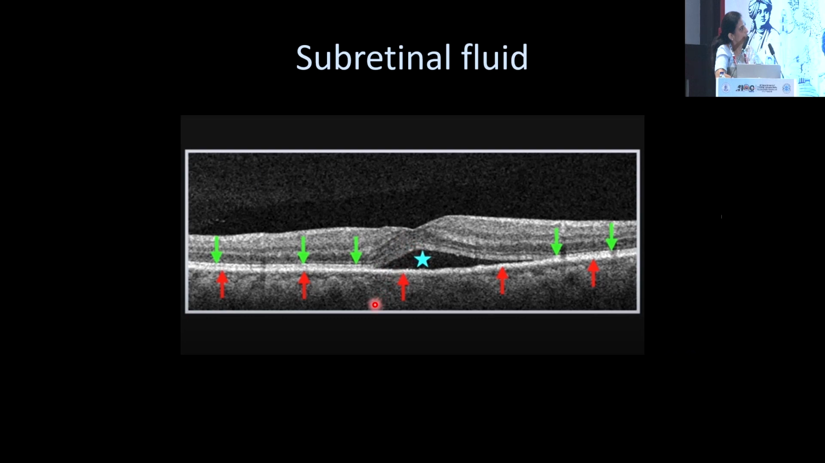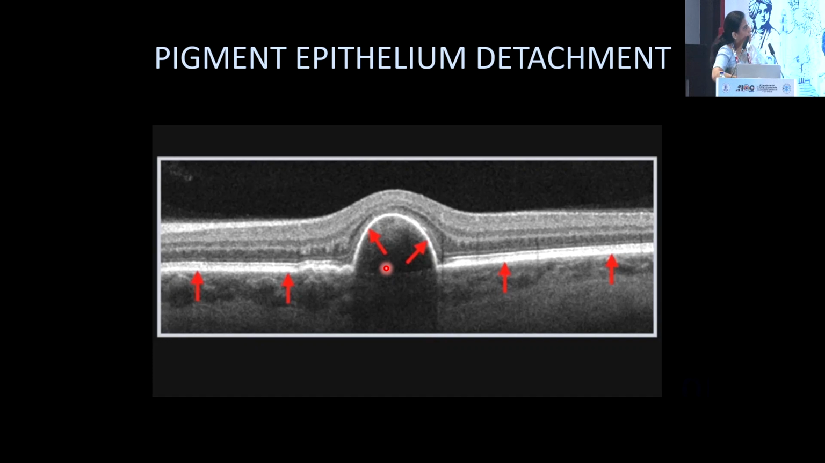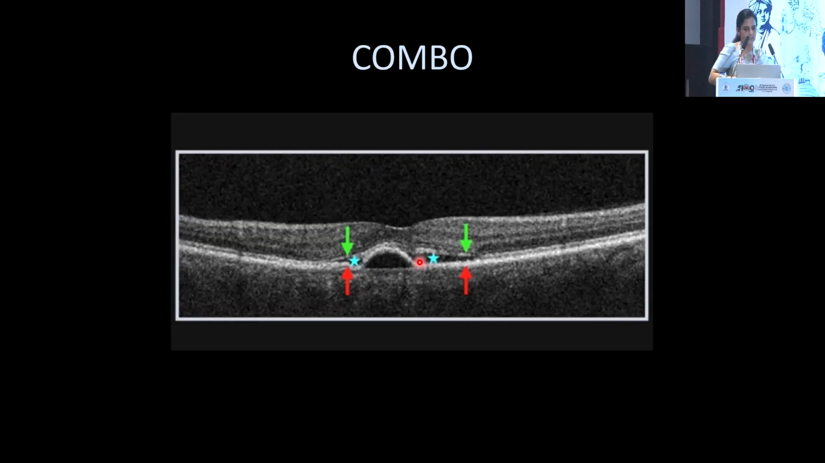So if you trace these two lines, I don't have a pointer. If you trace these two lines, you'll be able to make out whether it's subretinal or it's a pigment epithelial detachment, where the pigment epithelium is lifted up. So you just have to trace those two lines and see. Like here you see the RPE is lifted up here. So this is a pigment epithelial detachment.